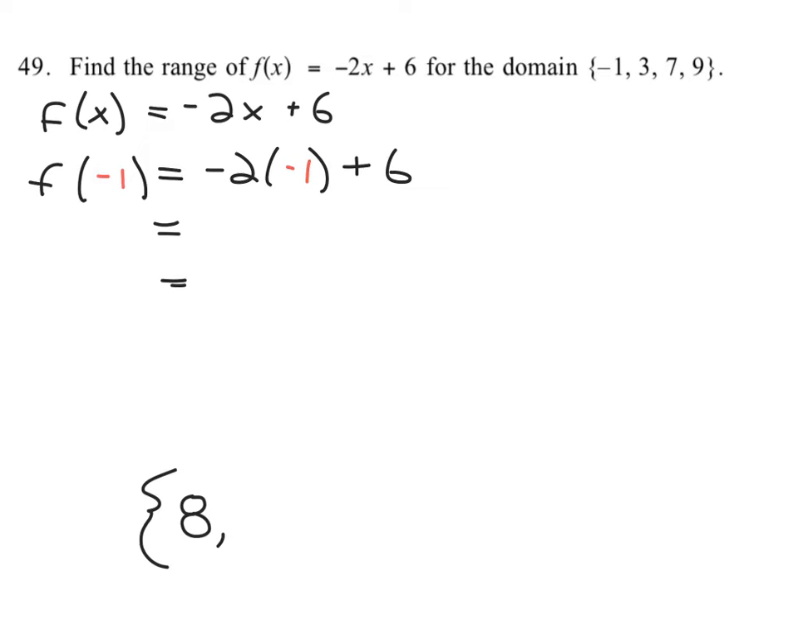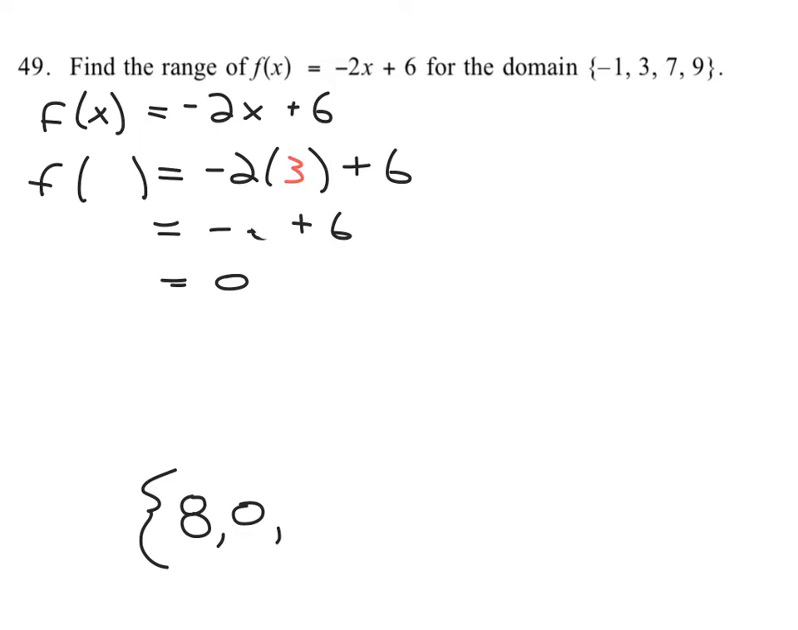Okay, so let's do it for the next number that they tell us to put in. Next number they tell us to put in is 3. So let's say, what's f of 3? Well, that is negative 2 times 3, which is negative 6, plus 6. And what do we get? 0. So 0 is another output number, another number in our range.